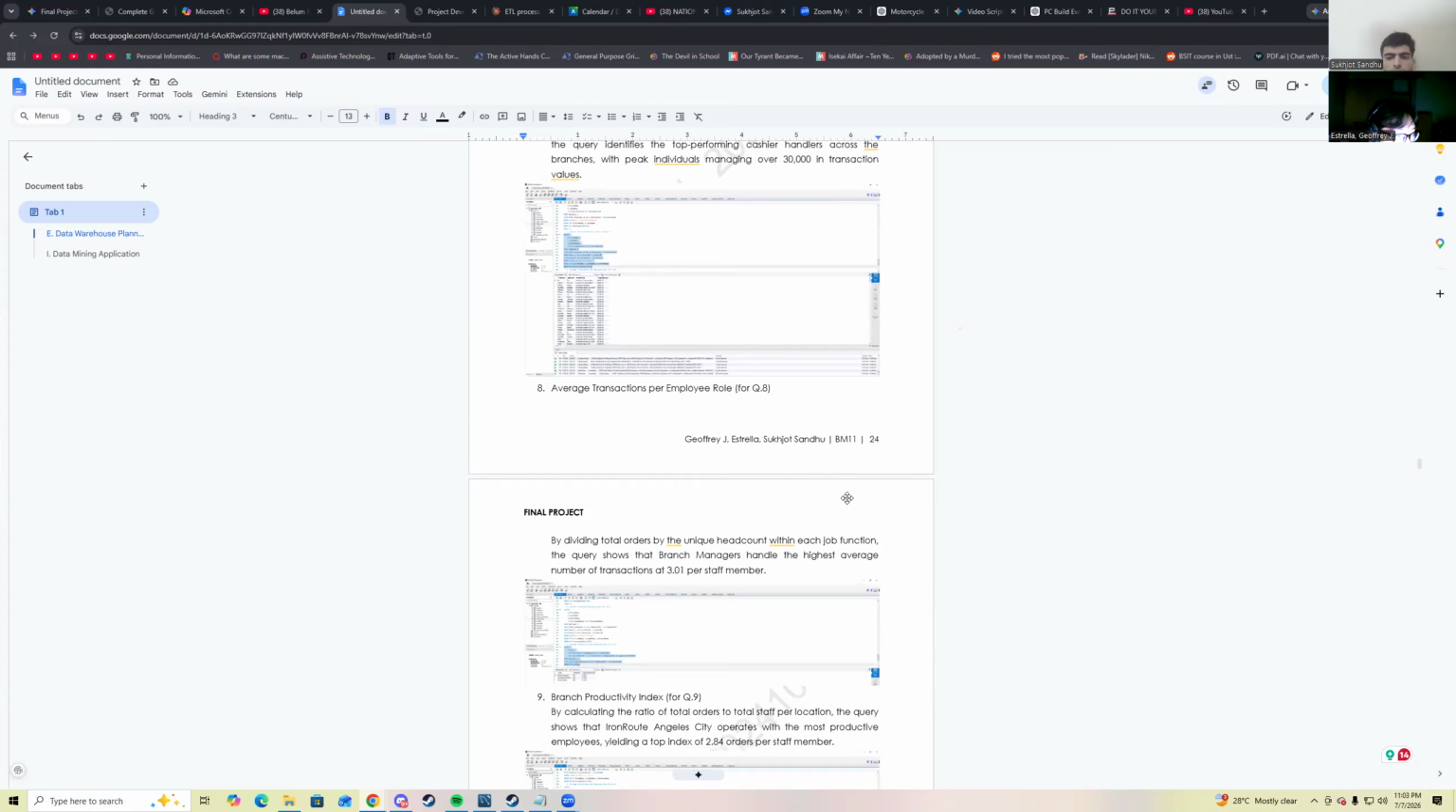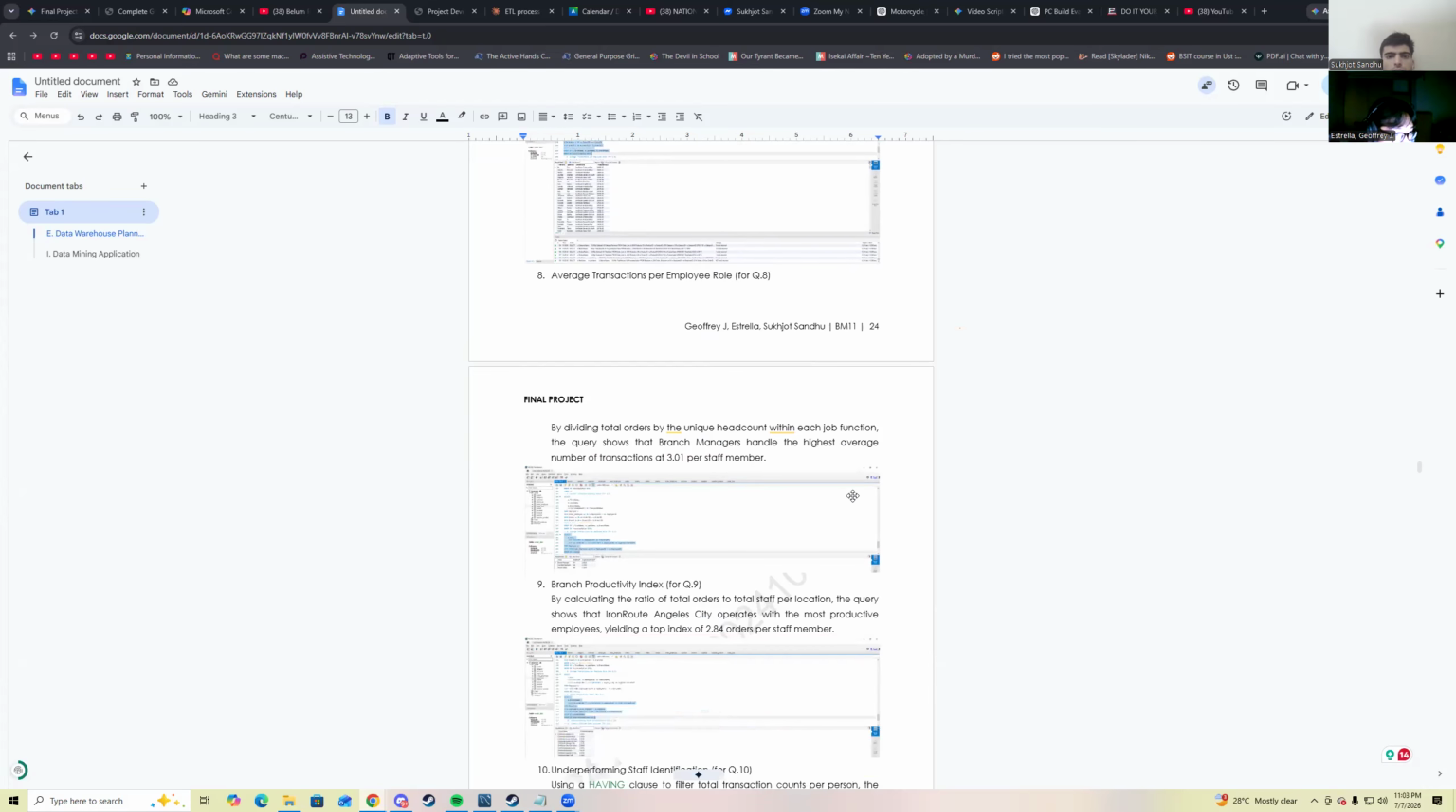enterprise-wide, but the data also shows where we need to improve. Our reports successfully flag specific underperforming employees who fell below our baseline threshold of 50 transactions. This gives management exactly the concrete data they need to target training or restructure shifts.